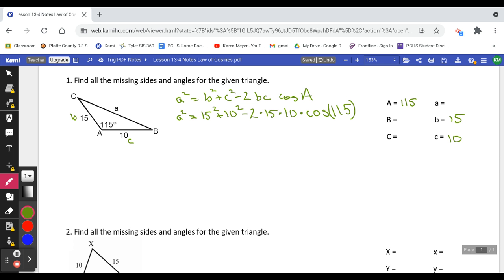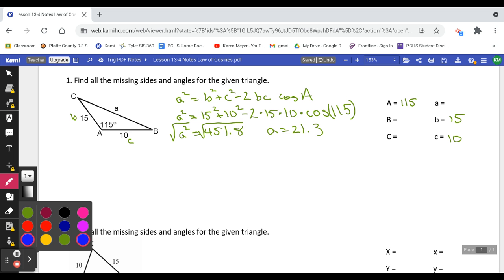Type that directly into your calculator as it looks. Little a squared would equal 451.8. To get from a squared down to a, we just take the square root of it. When I square root it, I get little a to be 21.3.